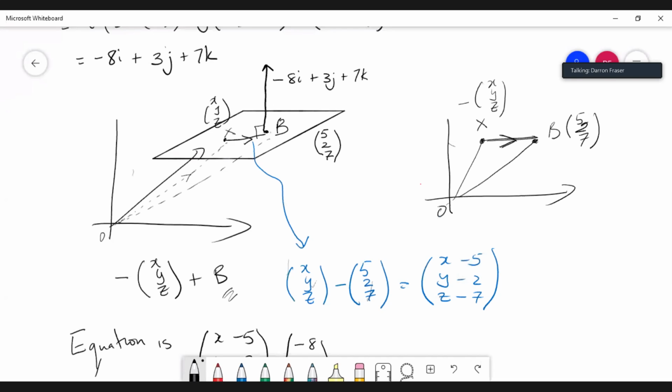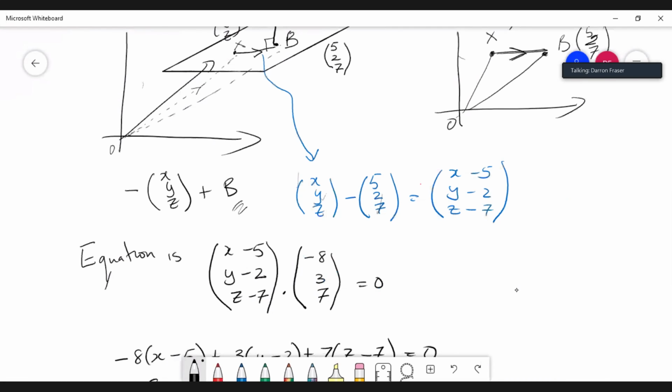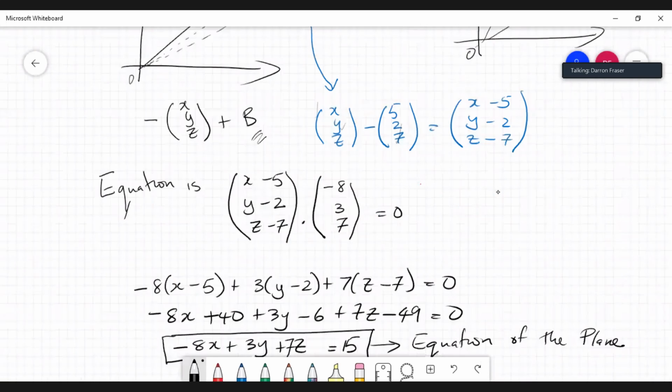All right, so from that now, we are saying that the two vectors are perpendicular, so the dot product must be 0. If I write minus 8i plus 3j plus 7k as a vector, then I'm saying that x minus 5, y minus 2, z minus 7, dot minus 8, 3, 7, the dot product of those two things must be equal to 0. So the dot product is minus 8 times the x component, 3 times the y component, 7 times the z component. So that is why you simply write down this next part down here.